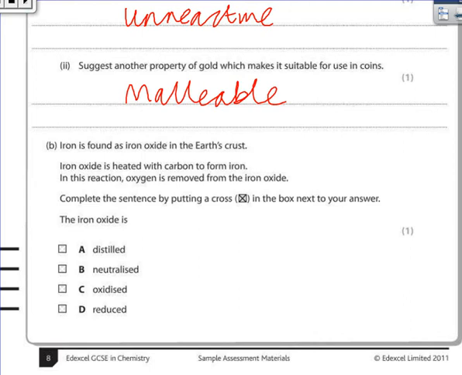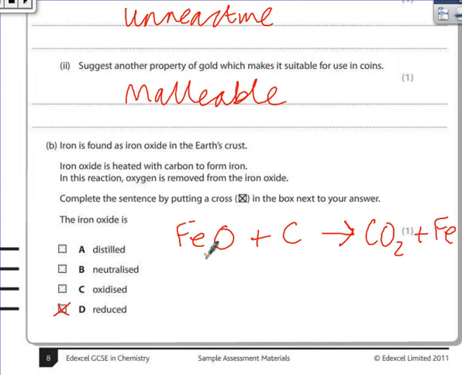Right. Reduced is what happens when we have iron oxide. It says it reacts with carbon. So it's going to make carbon dioxide and iron. So if iron oxide loses oxygen, that's the opposite of oxidation, so it's reduced.